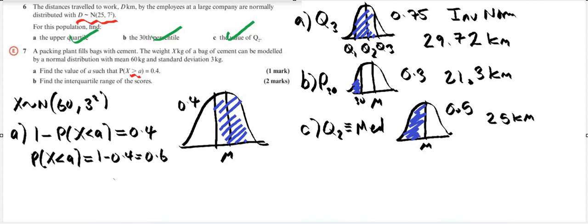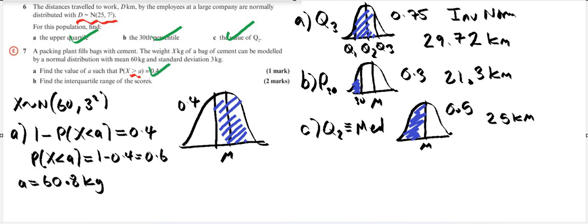Okay. So now we need to find a value. So we know that area is 0.6. So then what we do is go to our distributions, inverse normal, 0.6 is our area, our mean is 60, and our standard deviation is 3. Hit that, we get a value of 60.8. So our A value, A is equal to 60.8. And that's the value of X, which is weight. So that's in kilograms. Okay, that's A taken care of.